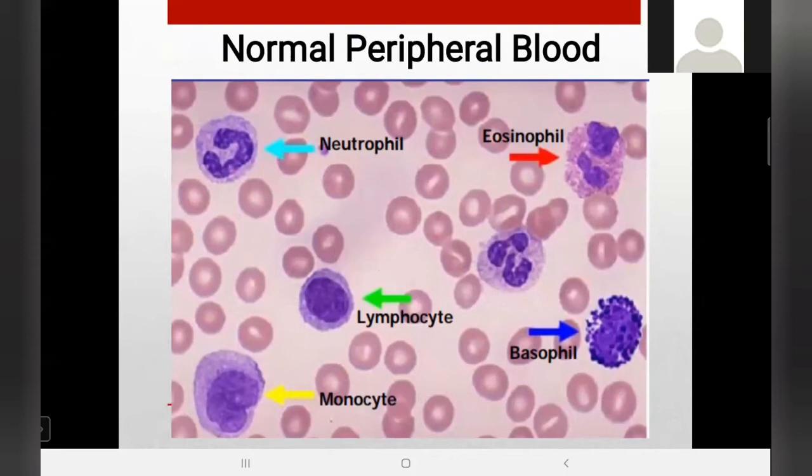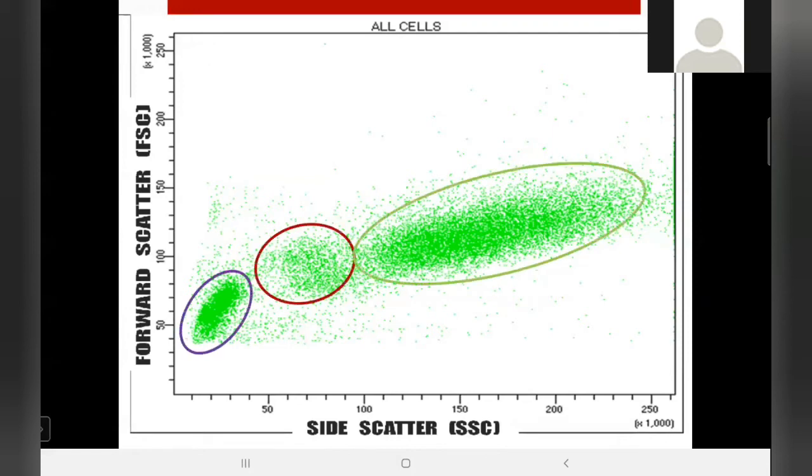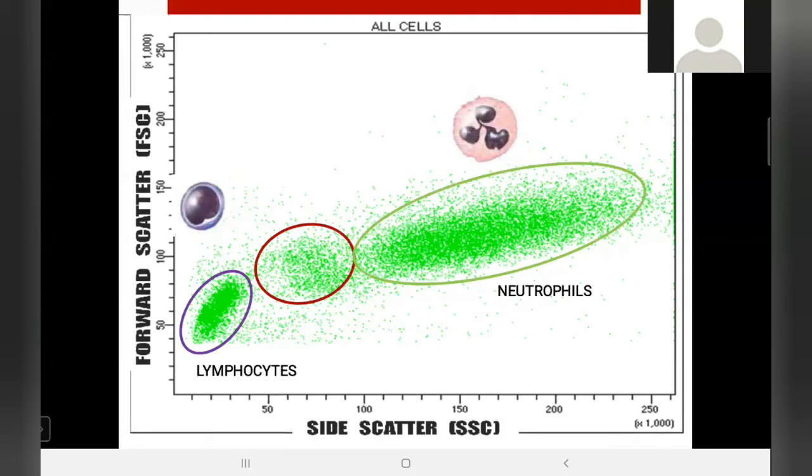But when we look at flow cytometry, how do we look at it? We look at the dots. We just have the dots in front of us. This is a dot, this is a dot, this is a dot. I don't know what it is actually, but everything is based on the position of these dots. With our experience, I know that these are the neutrophils, this population is the lymphocyte population, and this is the monocyte population.